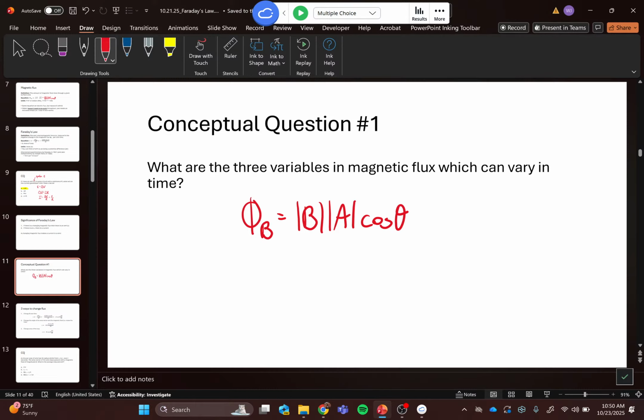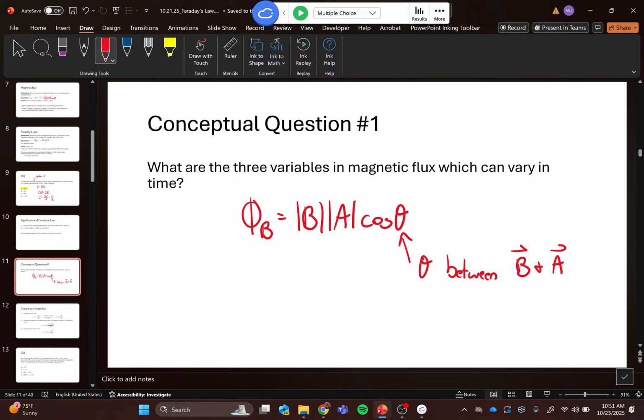The three variables are shown in flux. I can change the field. I can change the area of my wire, of my loop, or I can change the angle. The angle is the one that takes a little bit of thought. Reminder, this is theta between B and A. It is the angle between the magnetic field and the area vector.